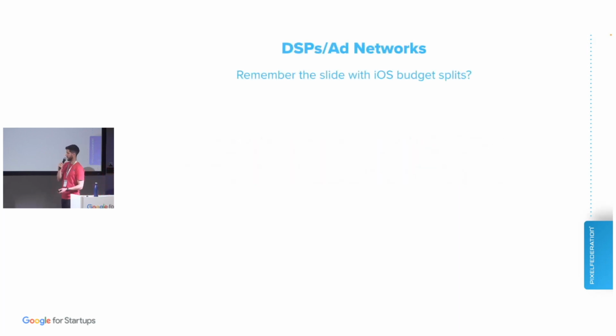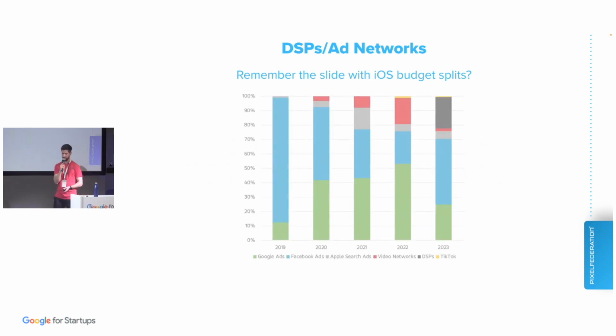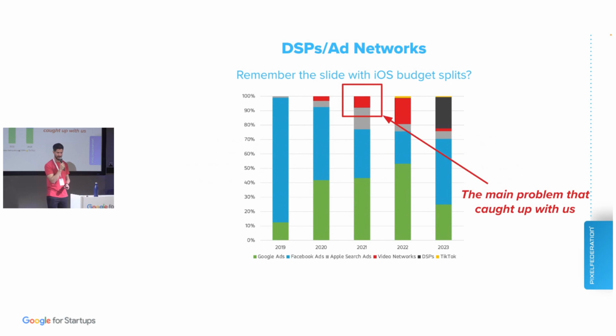So with the DSPs and ad networks, remember the slide with iOS budget splits? This part, we weren't experimenting when we had the chance at all with the video ad networks. And that caught up with us now, because learning how to run IronSource, Unity, AppLovin, Moloco, Liftoff, and other DSPs is super difficult, and there's so much bigger pressure from the shareholders and board, because the numbers aren't that good overall. So if we want to diversify and explore new opportunities, it's super difficult now.